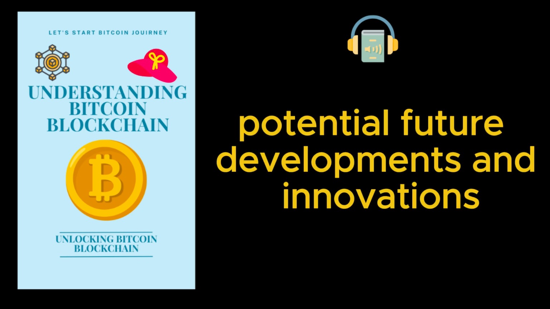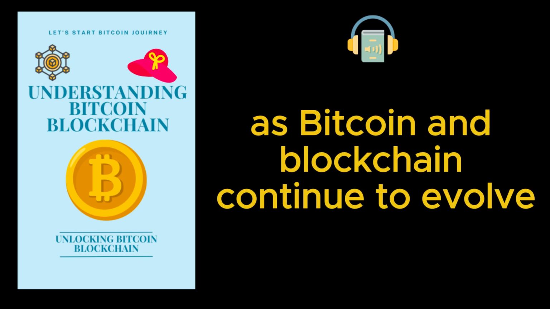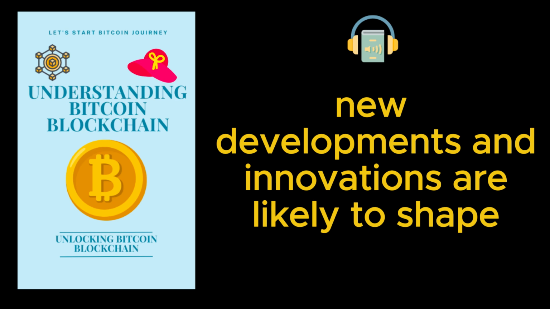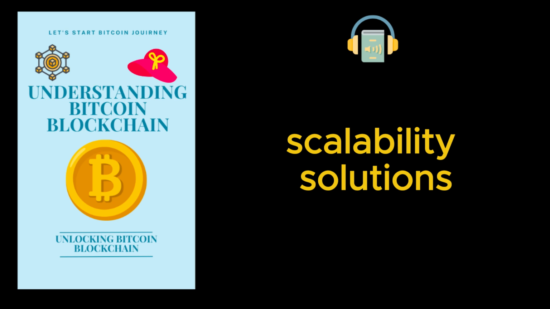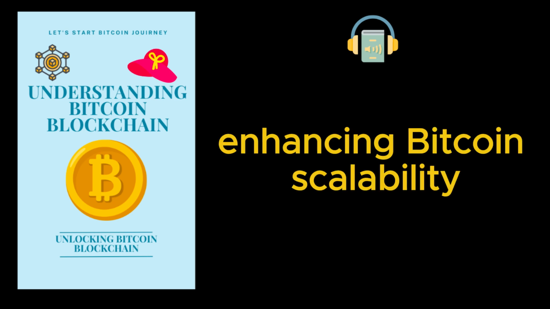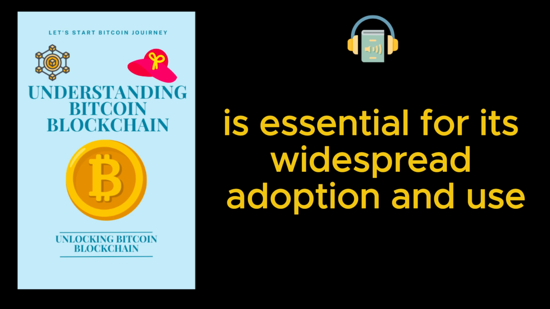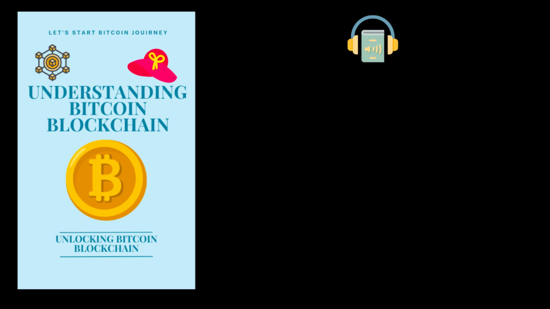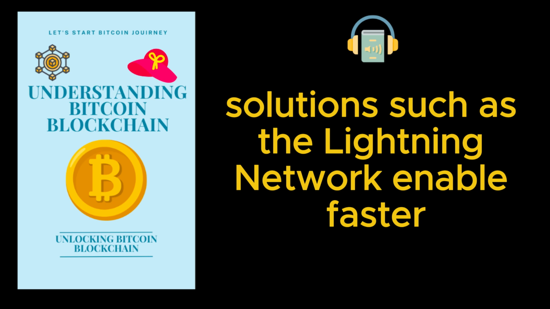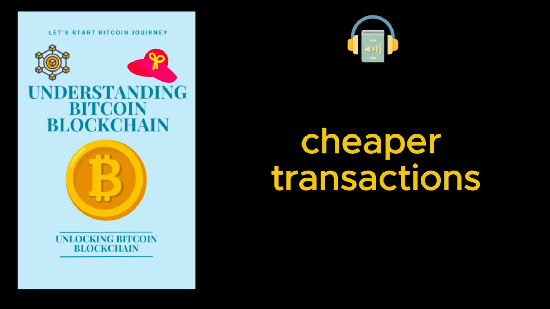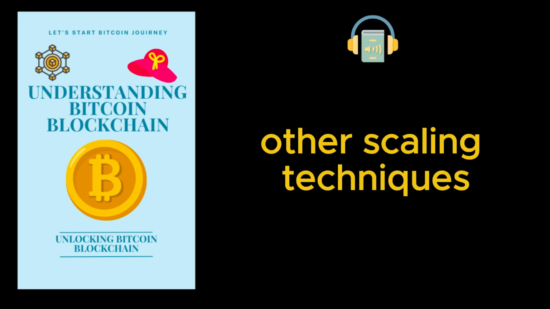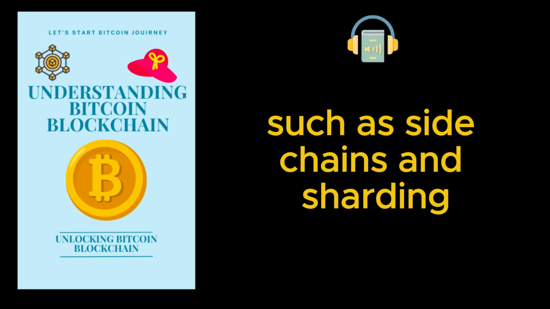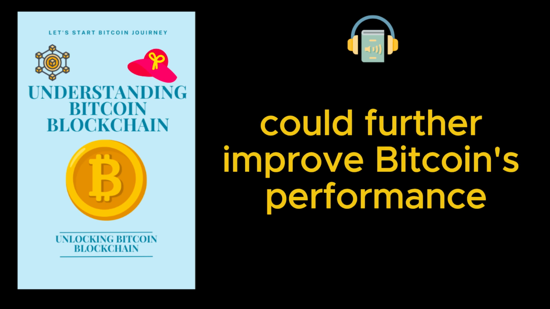Potential future developments and innovations. As Bitcoin and blockchain continue to evolve, new developments and innovations are likely to shape the future of these technologies. Scalability solutions. Enhancing Bitcoin's scalability is essential for its widespread adoption and use as a global payment system. Solutions such as the Lightning Network enable faster, cheaper transactions by moving some transactions off-chain. Other scaling techniques, such as sidechains and sharding, could further improve Bitcoin's performance.